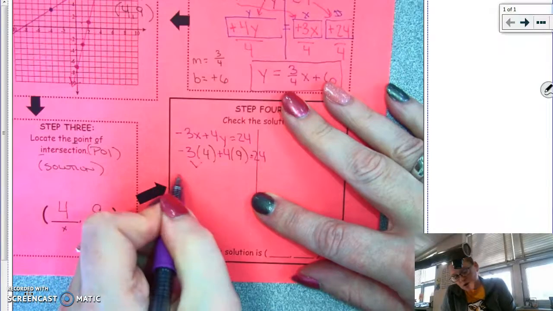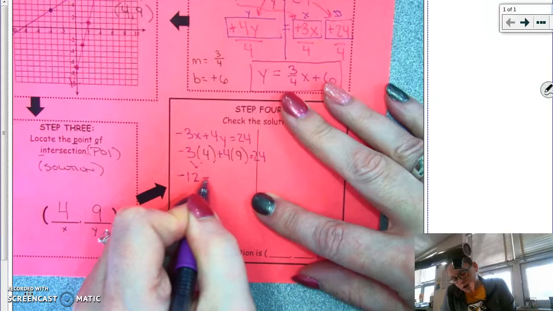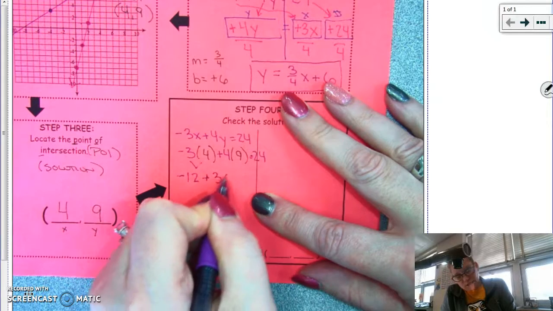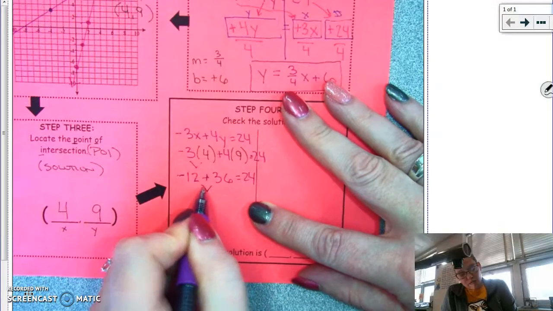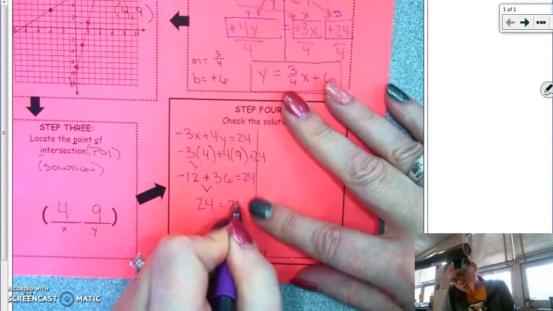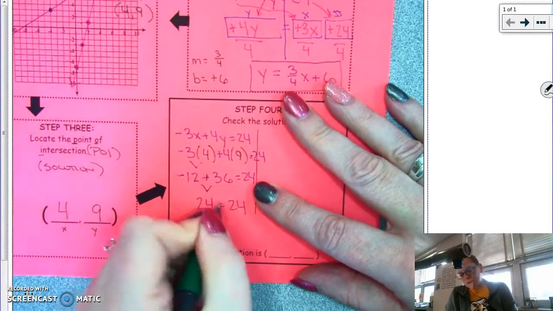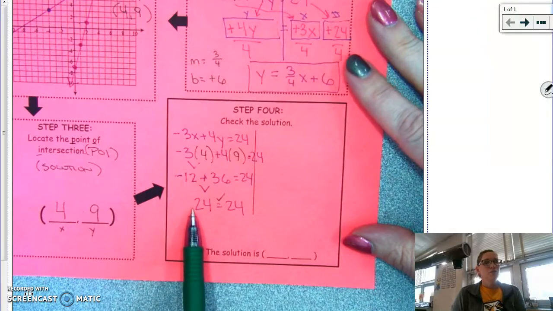-3 times 4 is -12. And 4 times 9 is 36. If I simplify, -12 plus 36, sure enough, that gives me 24. Do both sides equal each other? Yes, it does. So that point is a solution to this problem.